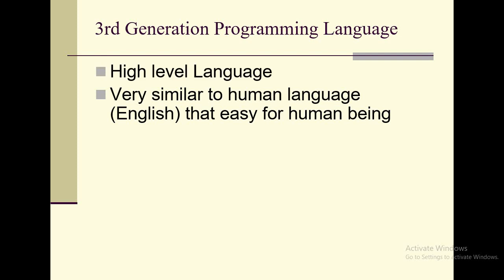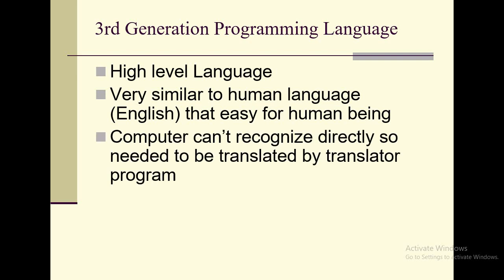Here we see the third generation. It is also called high level language. It is high level because it does not depend on computer architecture. People will give commands in English-like language and the computer will convert it. There is a specific software named translator program that will convert it into machine language, then computer can understand. Computer cannot recognize it directly, so if you write a program in third generation or high level, a translator program is needed to translate it.